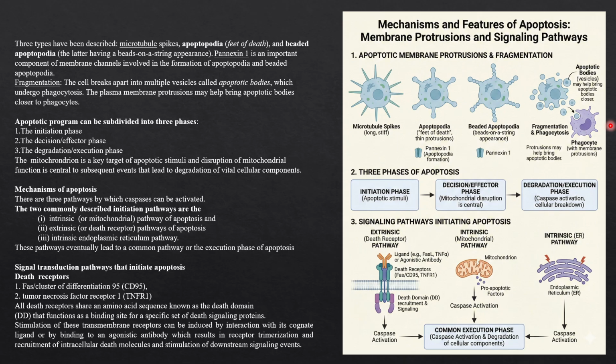There are multiple signaling pathways that initiate apoptosis. The extrinsic pathway is triggered by the death receptors, such as the FAS and TNF receptors. The intrinsic pathway is mediated by mitochondrial signals in response to internal stress, and there is also the endoplasmic reticulum stress pathway that contributes to caspase activation. All these pathways converge on a common execution phase, ensuring efficient and controlled cell death.